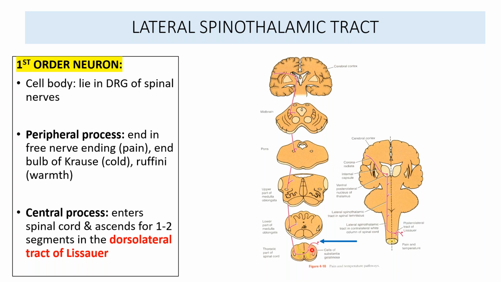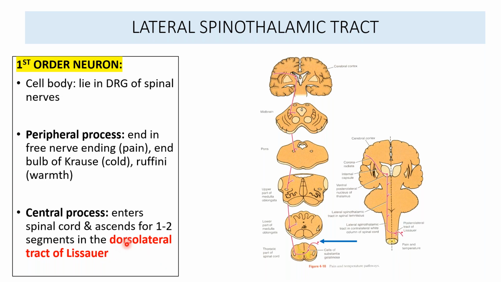And when it reaches the spinal cord, this is quite different: it ascends 1 or 2 segments higher up in the dorsolateral tract of Lissauer. Where is the dorsolateral tract? Over here. The posterior column is over here, and behind the posterior horn is the dorsolateral tract of Lissauer. Over here, it may ascend higher up before it synapses with the spinal cord.